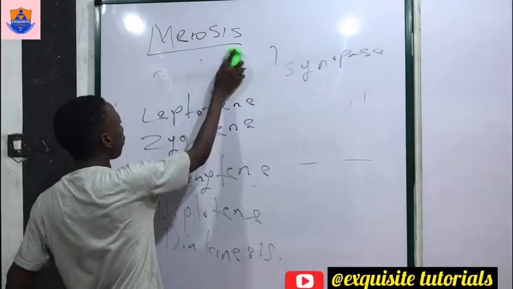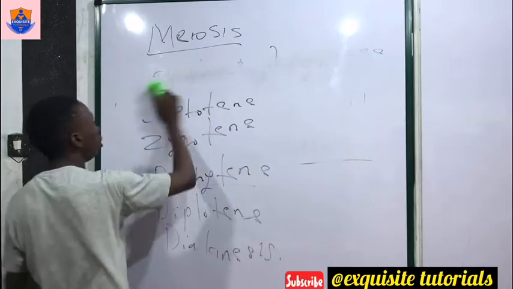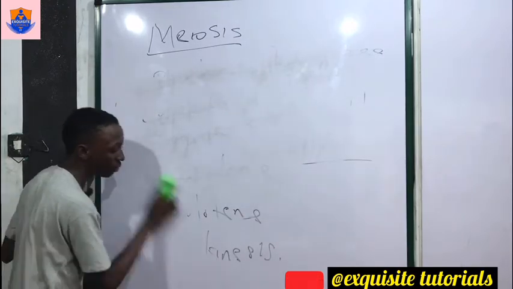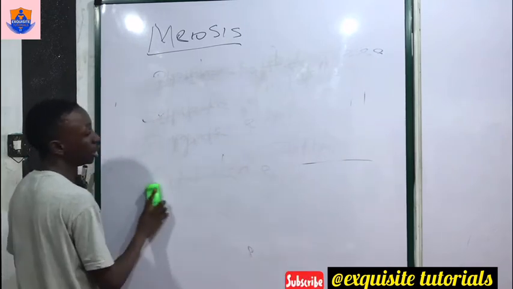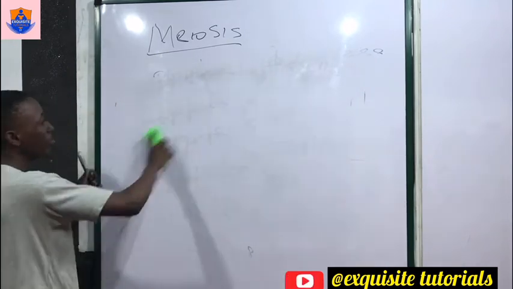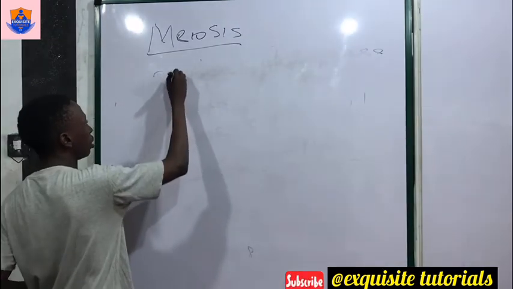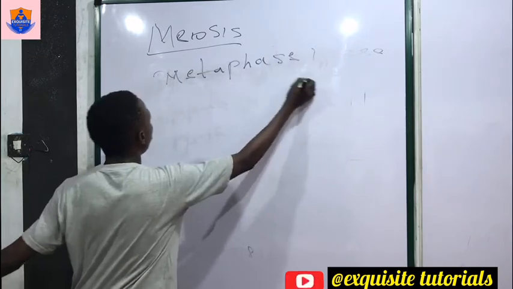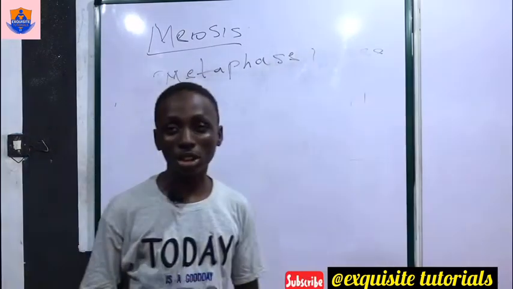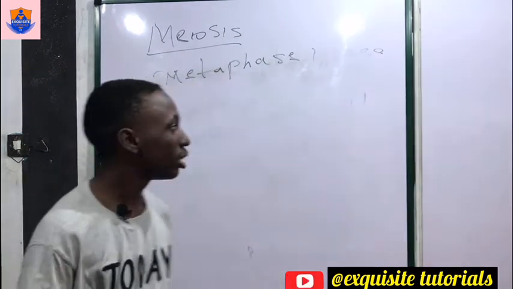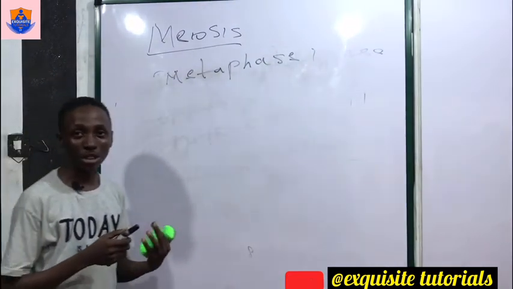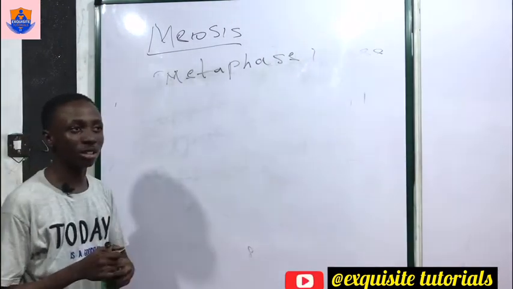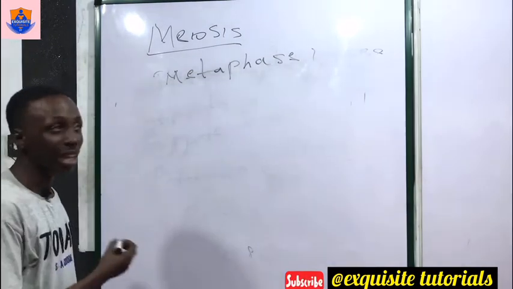Now, after prophase 1, of course, the next stage is metaphase 1. Now, if you remember in mitosis, I said that during metaphase there is alignment of the chromosomes at the middle. The same thing will occur. In metaphase 1, the bivalent pairs of chromosomes also align at the middle of the cell.